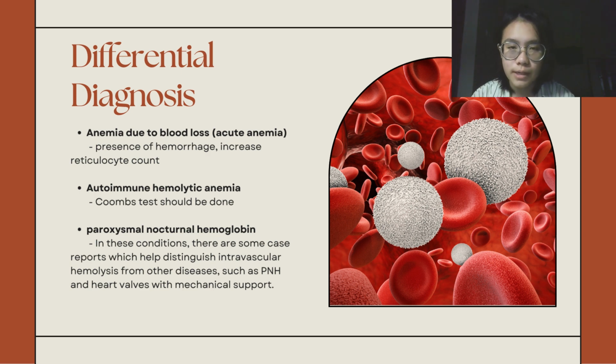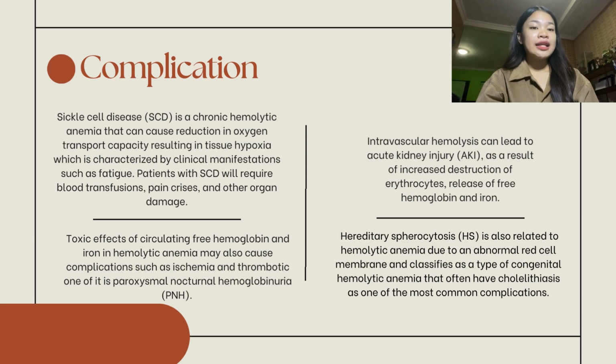There are some rare cases of paroxysmal nocturnal hemoglobinuria, which presents hemolysis due to blood transfusion or a circulatory suppurative mechanism. In this condition, there are some case reports which help distinguish intravascular hemolysis from other diseases, such as PNH and heart valves with mechanical support. The presence of kidney injury is more visible in those diseases compared to the intravascular hemolysis unless some kidney disease is found.